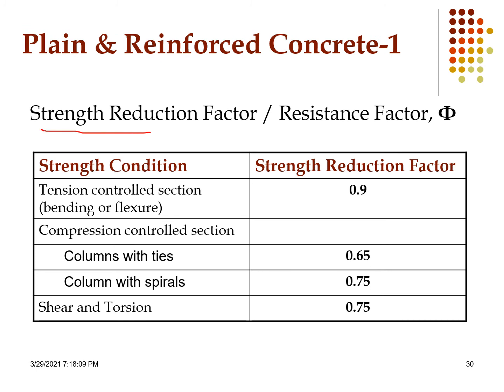Now strength reduction factor or phi factor: if we have a member that needs to be designed in bending or flexure, we will use phi equals 0.9. If we have a compression control member, column with ties, we will use 0.65. Column with spiral, we will use 0.75. For shear and torsion, the phi factor is 0.75. I will explain later what ties and spirals are.